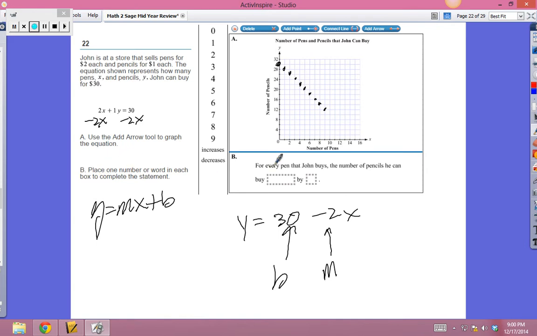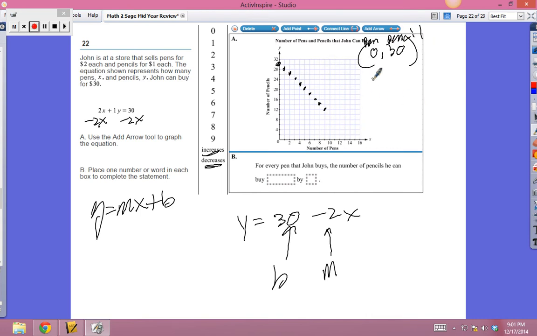And then what about B? Place a number. So for every pen that John buys, the number of pencils he can buy. So here we go. We're going to use either increases or decreases. So this dot right here, this dot at 30, this is 0 and 30. The x is actually my pens, and this is my pencils.